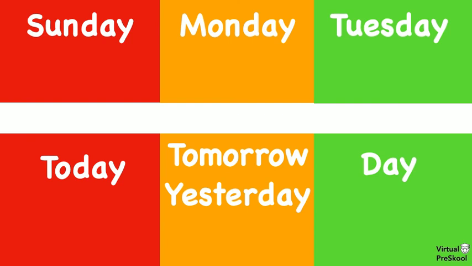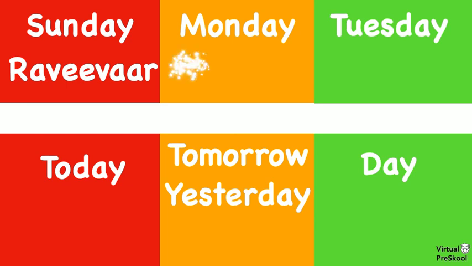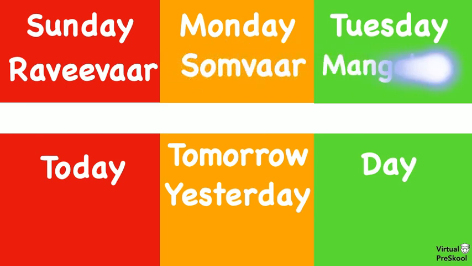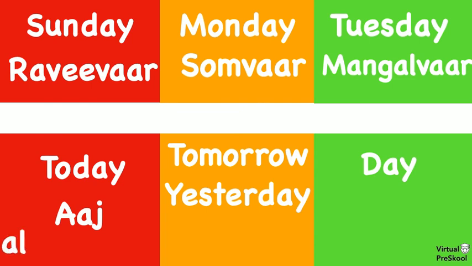Now, let's review the new vocabulary that we've reviewed today. Sunday is Ravivar. Monday is Somvar. Tuesday is Mangalvar. How do we say today in Hindi? Aaj. How do we say tomorrow and yesterday in Hindi? Kal. And how do we say day in Hindi? Din.